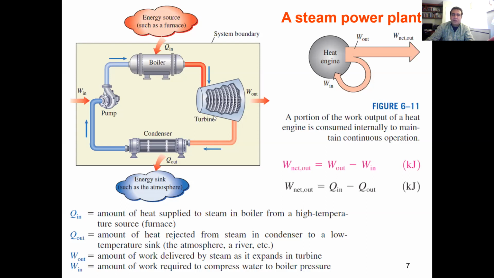And that's a turbine, and we have the work in, the amount of work required to compress water to boiler pressure. So this is the complete cycle of a steam power plant. And you must have the condenser. If the condenser is not there, we call it an open system, which is not a good idea. It doesn't have any value.